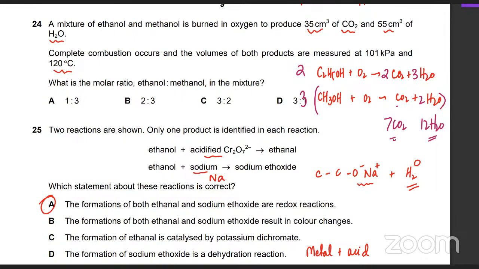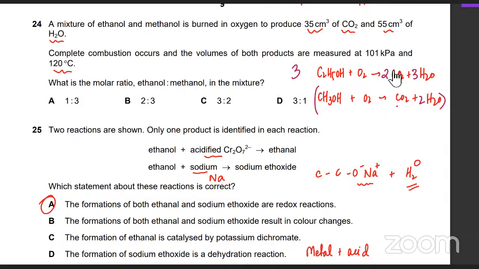So let's do the third one. Third one is 3:2. So that's 6 plus 2, 8 carbon dioxides. So I guess two carbon dioxides here, 6 in the first one. So I think that's also going to be wrong.